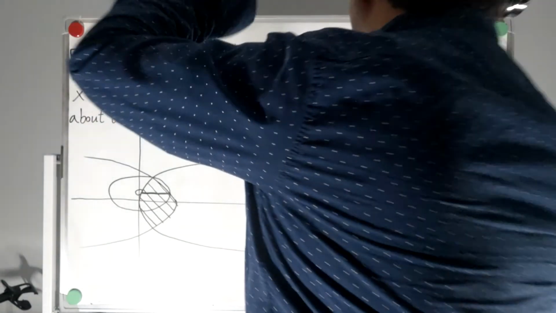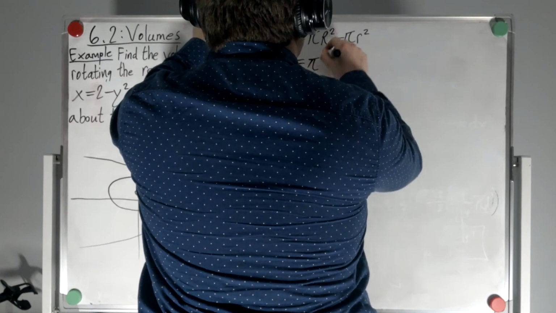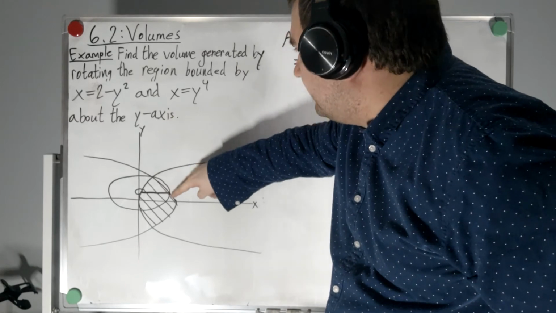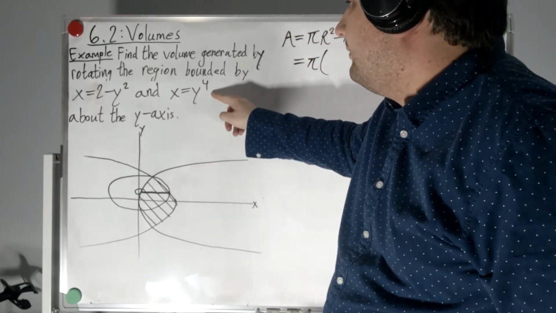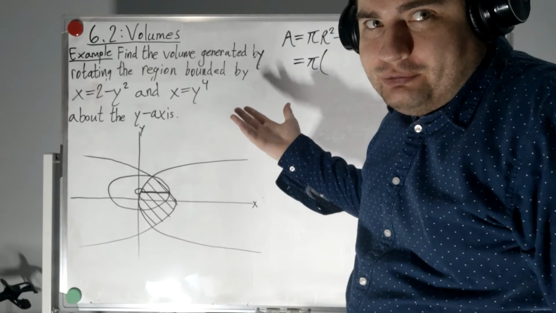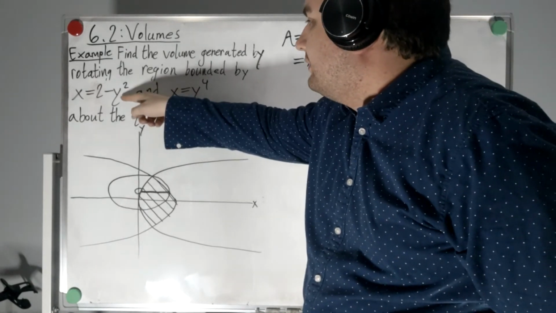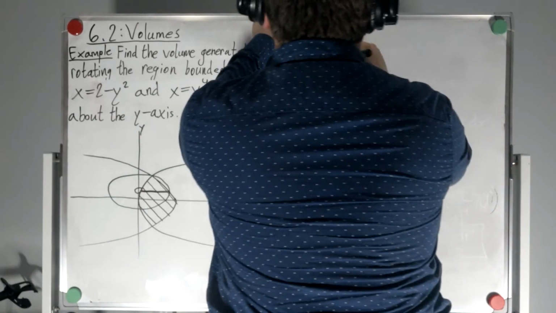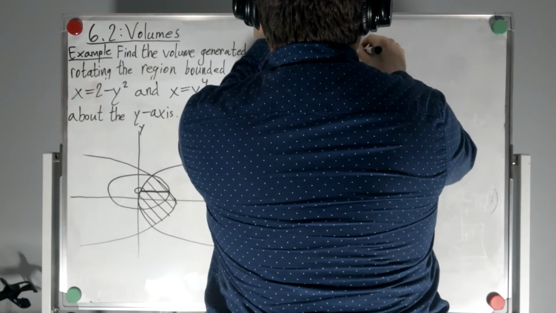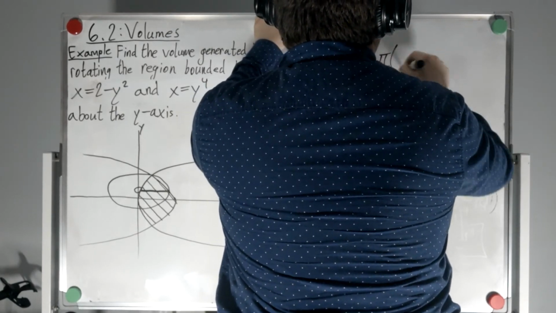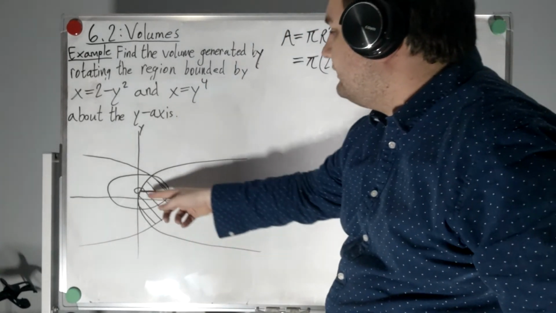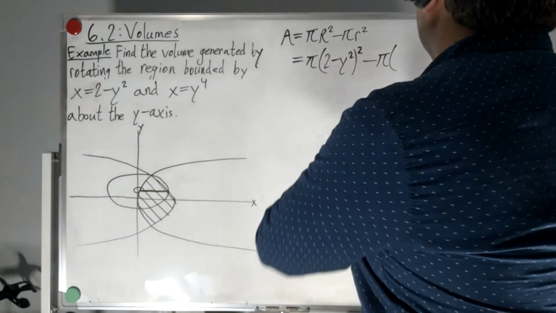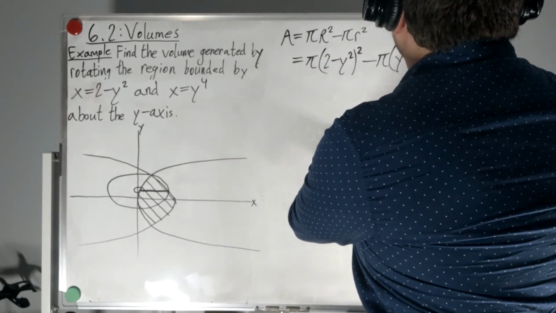The outer radius is going to be the distance between the y-axis and the curve x equals 2 minus y squared, which is just going to be 2 minus y squared. Minus pi times the inner radius, which is going to be the distance between the y-axis and x equals y to the fourth, which is just y to the fourth.